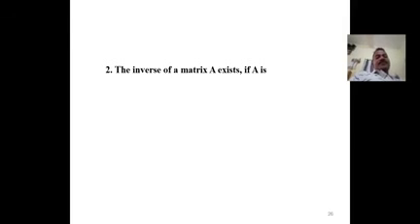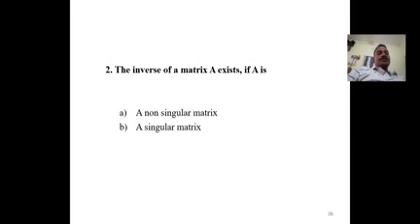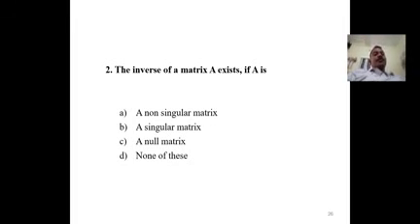Next, the inverse of a matrix A exists if A is a non-singular matrix, that is, the determinant of A is non-zero. B option is singular matrix, C option is null matrix, D option is none of the above. So A is the correct option, B and C are the wrong options.